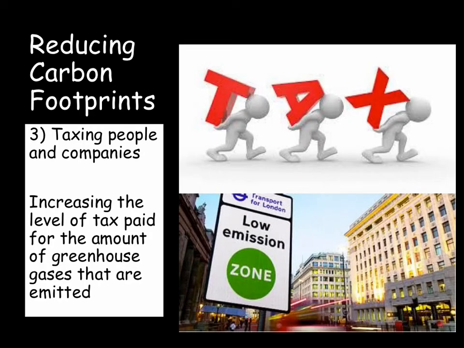We could also further tax both companies and individual people, increasing the level of tax paid for the amount of greenhouse gases that are emitted. This has already been done in London in the low emission zone, where you have to pay the emission charge in order to go into that area, with the amount that you pay changing depending on the efficiency of your vehicle. We could also try to set limits on how much carbon dioxide can be released by a car, and therefore only in the future sell cars that are below this new guideline, otherwise they will incur a very heavy tax.